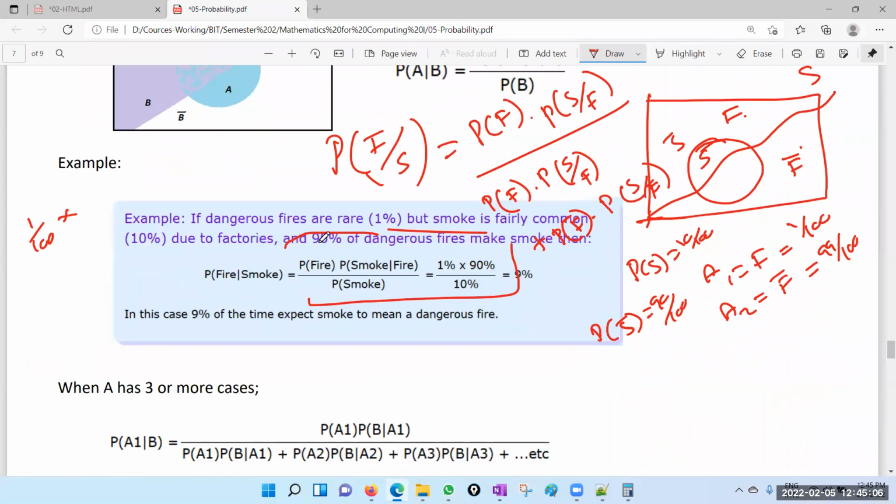Yes. 90% of dangerous fires make smoke. And 90% of fires make smoke.